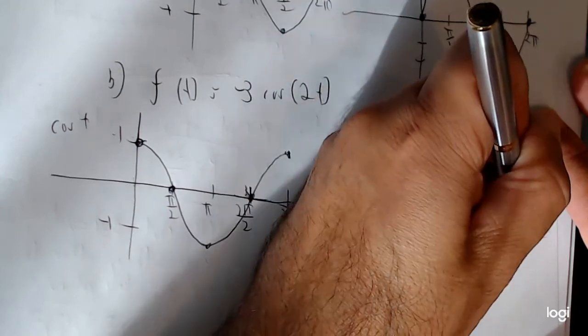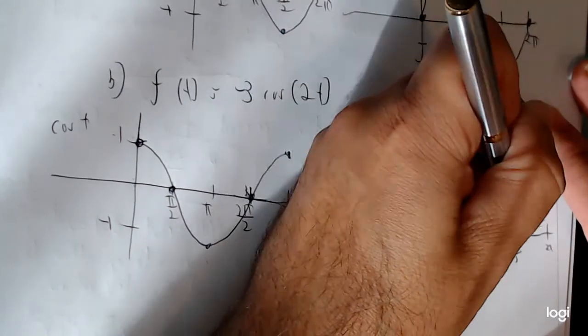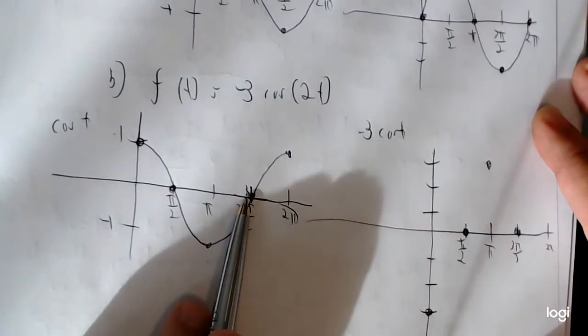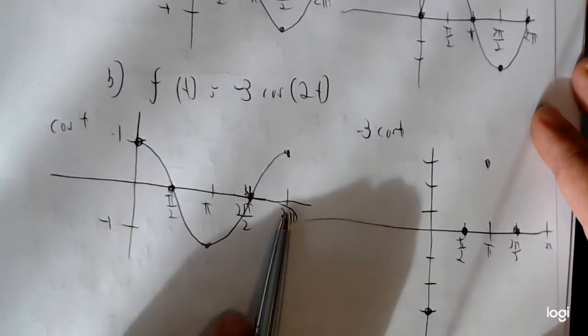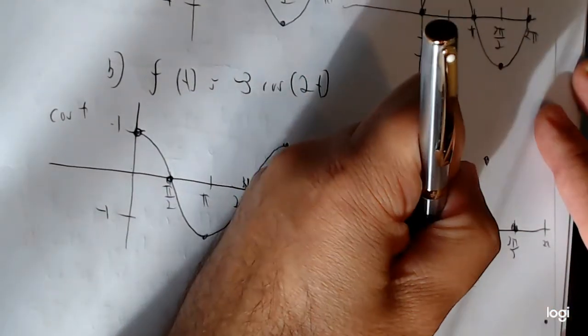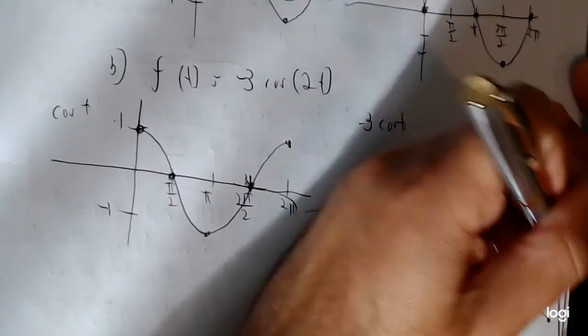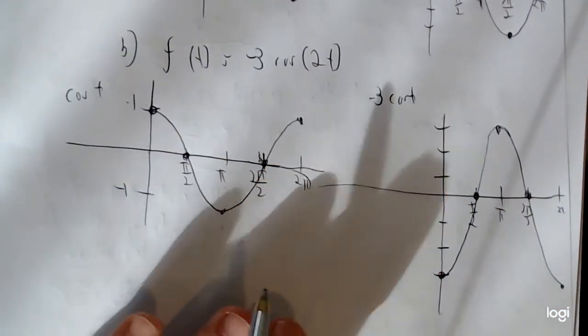And then at 3 pi over 2, it was 0. 0 times -3 is still 0. At 2 pi, it was 1. 1 times -3 is -3. So notice how it got stretched upward. Okay?